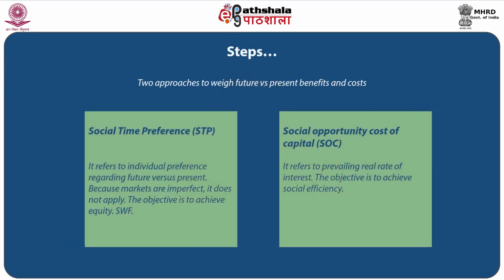Two approaches to weigh future versus present benefits and costs. Social time preference: it refers to individual preference regarding future versus present. Because markets are imperfect, it does not apply here. The objective is to achieve equity, that is a social welfare function. Social opportunity cost of capital: it refers to the prevailing real rate of interest. The objective is to achieve social efficiency.